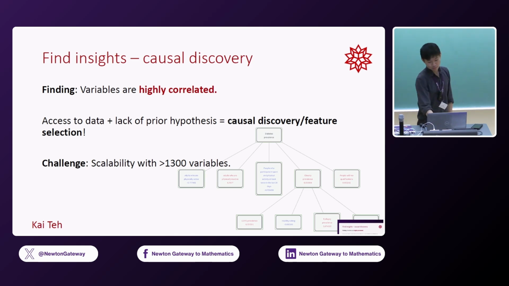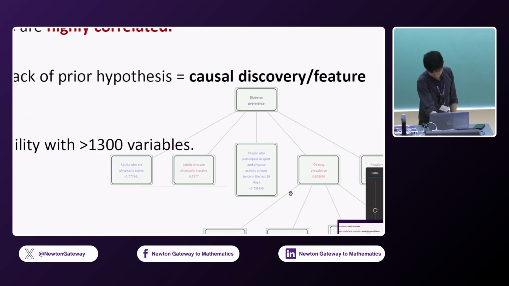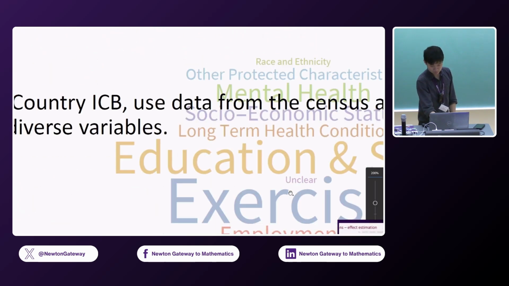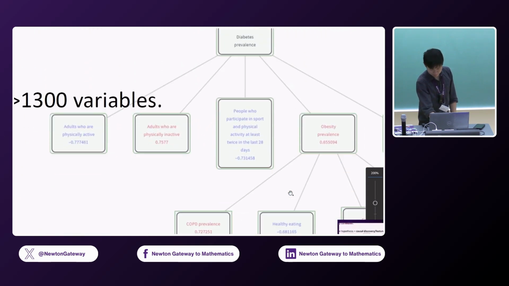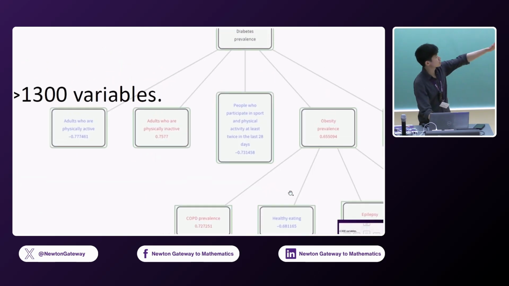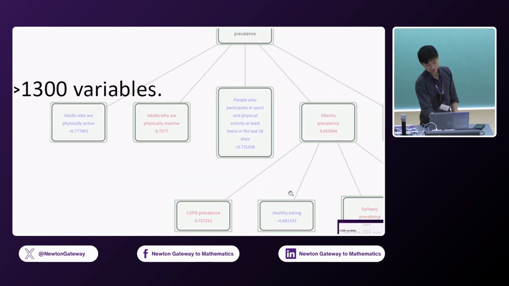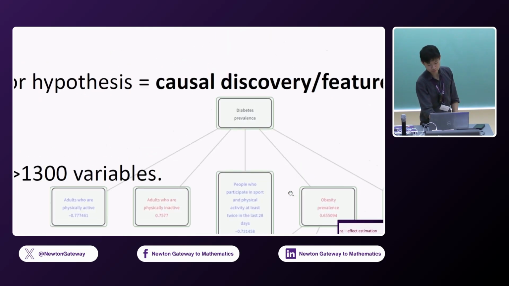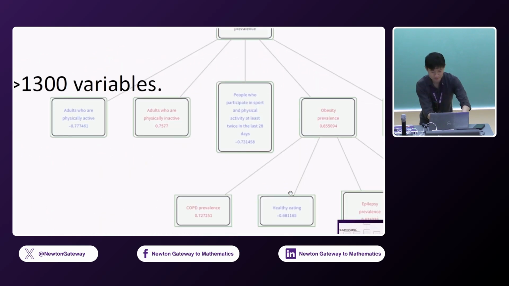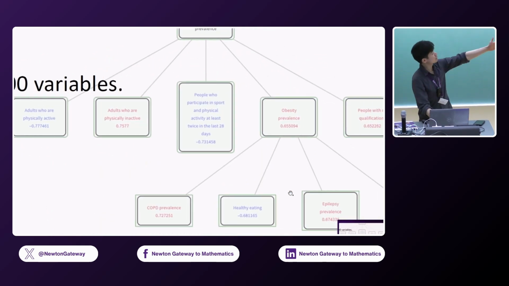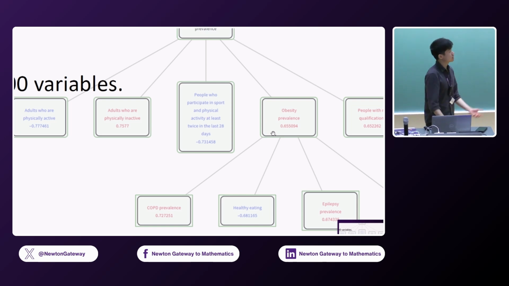But as you can see from this branch here, let me zoom in a bit. These features themselves also are highly correlated. As you can see, you also have stuff like epilepsy prevalence being correlated with obesity prevalence and so on. So all these variables themselves are quite highly correlated.